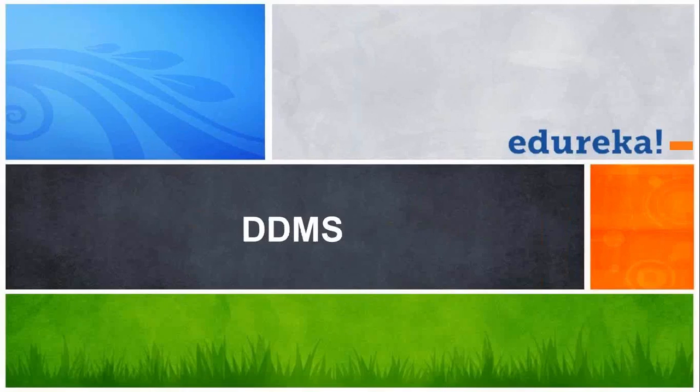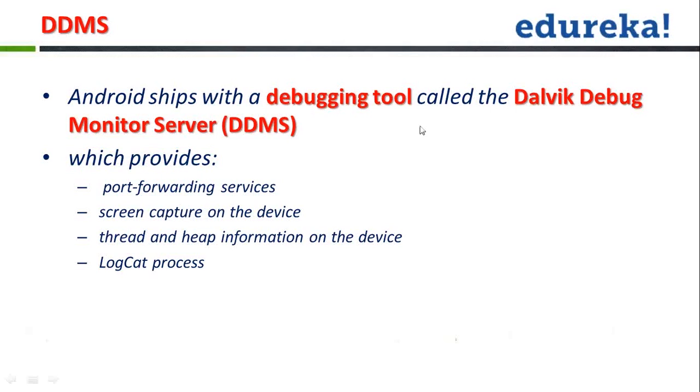Now let's talk about something which we require the most, the debugging, the Dalvik Debug Monitor Server, or what we call the DDMS. Alright, so let me tell you about this. Android comes shipped with a debugging tool. That debugging tool is called the Dalvik Debug Monitor Server. Let me tell you about this.